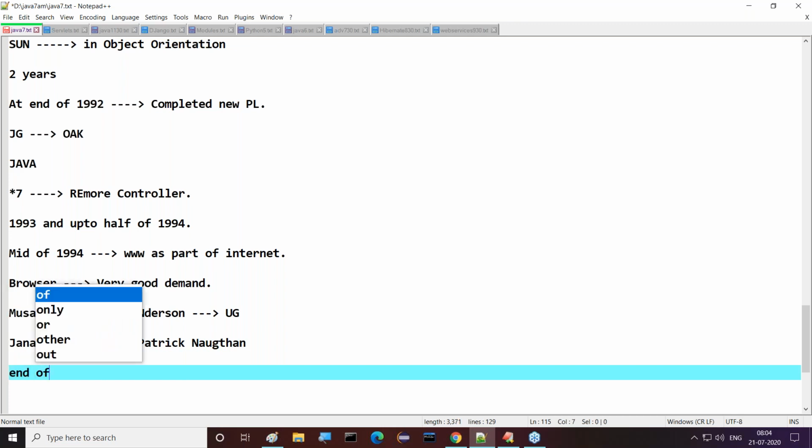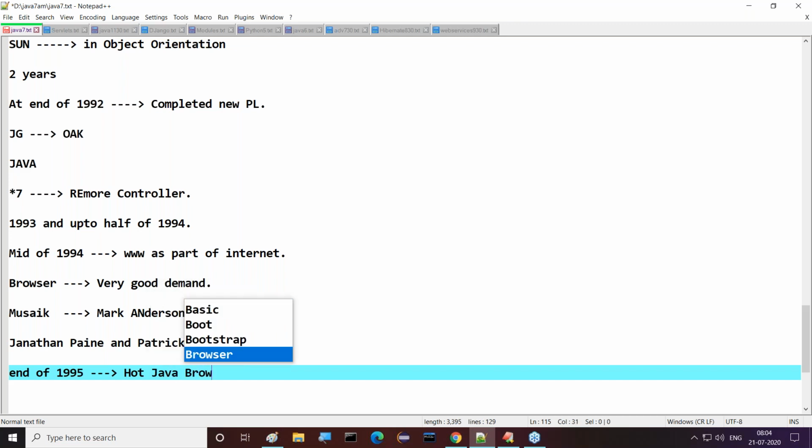At the end of 1995, they prepared a browser. The name of the browser is which one? HotJava browser. This is not the Java programming language. At the end of 1995, almost in December 1995, Sun Microsystems provided a new browser. The name of that new browser is HotJava. This is not the Java programming language.